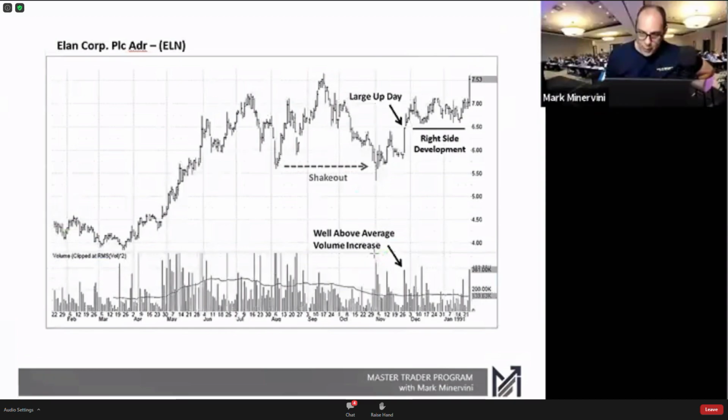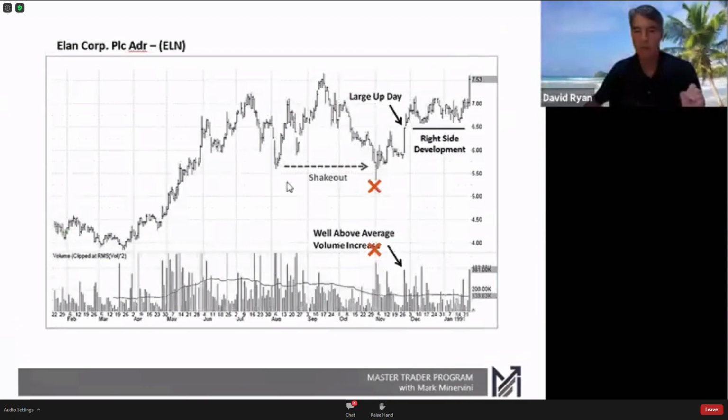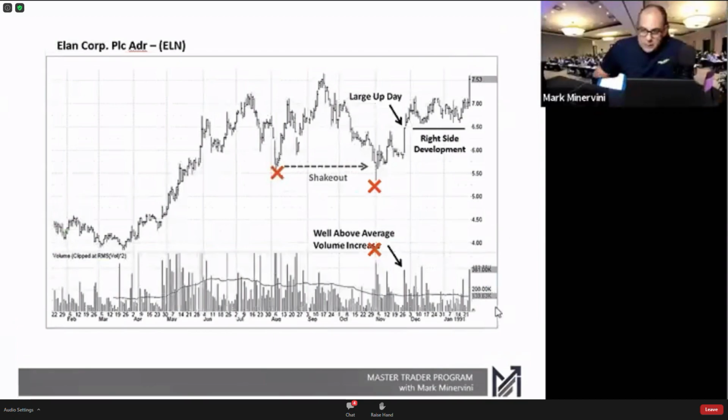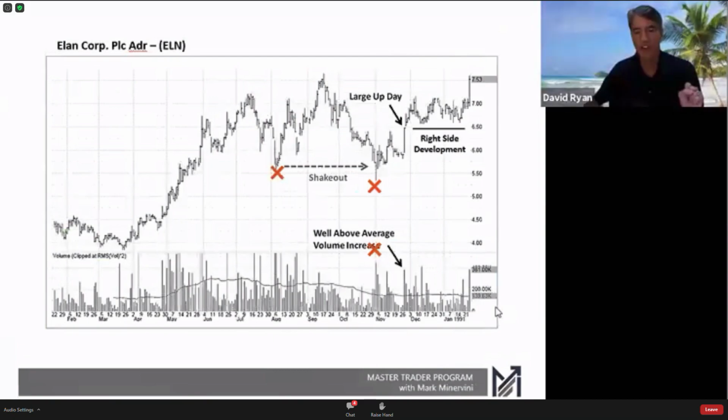So right here, you're talking about right here, Dave. I'm sorry. Let me just, you're talking about right here, that volume. Yes. With this little move right here, taking out this previous low right here. Yes. And it closed near the high of the day.